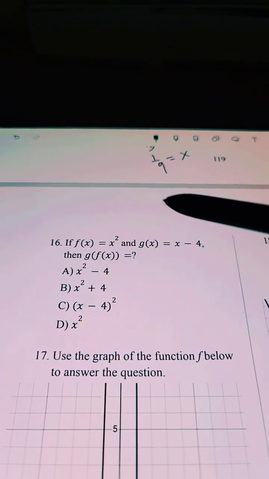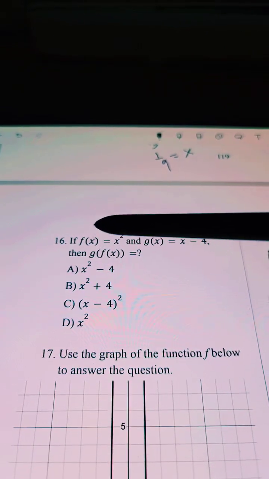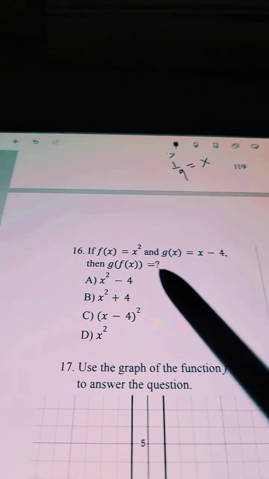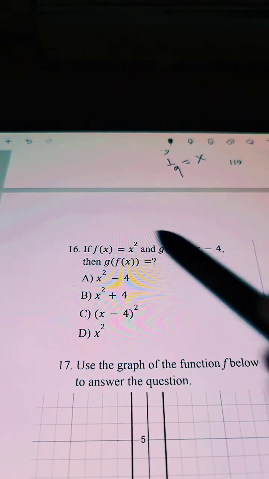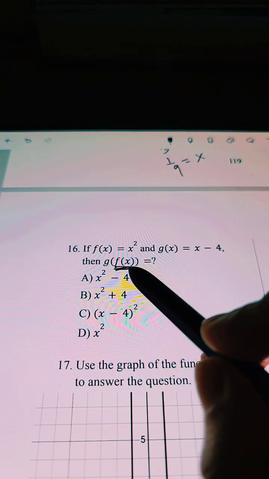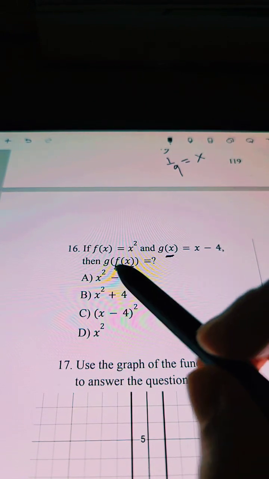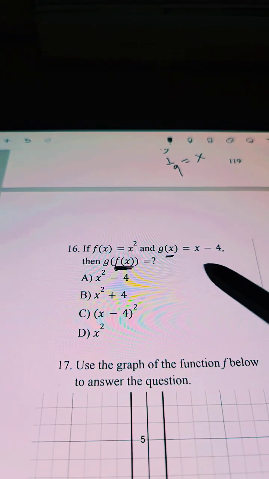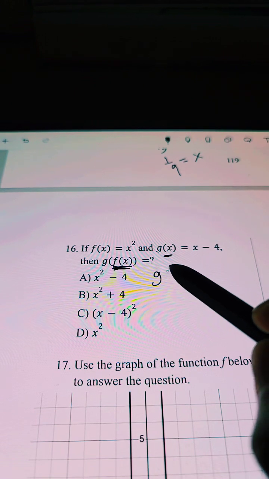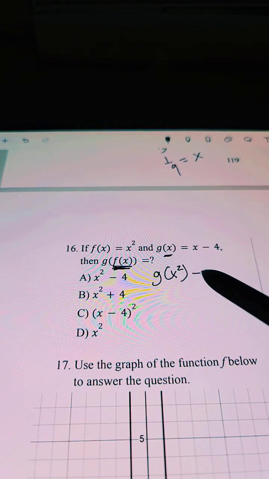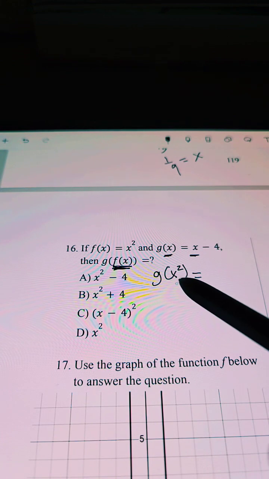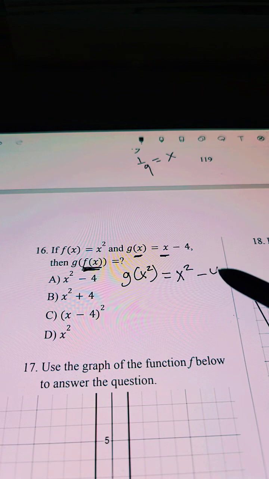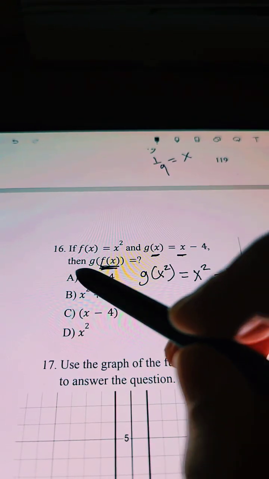So then, let's go to number 16. If f of x is equal to x squared and g of x is equal to x minus 4, what's g of f of x? So, these are the ones that get people. But it's the same sort of concept. So, what goes in your parentheses for g of x right here, instead of an x, you're putting what f of x is equal to. So you're really finding g of x squared. So everywhere you see an x, you're replacing it with an x squared because that's what f of x is. So it's going to be x squared minus 4. So it would just be A.